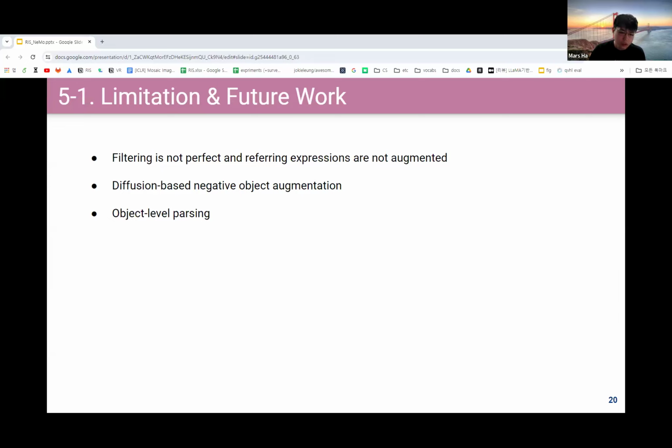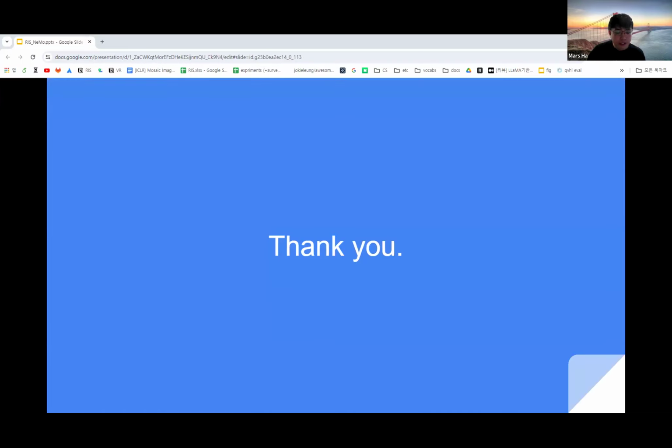And for future work, I think diffusion-based negative object augmentation can be tried with object-level parsing to create more fine-grained and correct cases without those false cases. And so that's the end of the presentation, and thank you for listening. Feel free to ask questions if you have any.